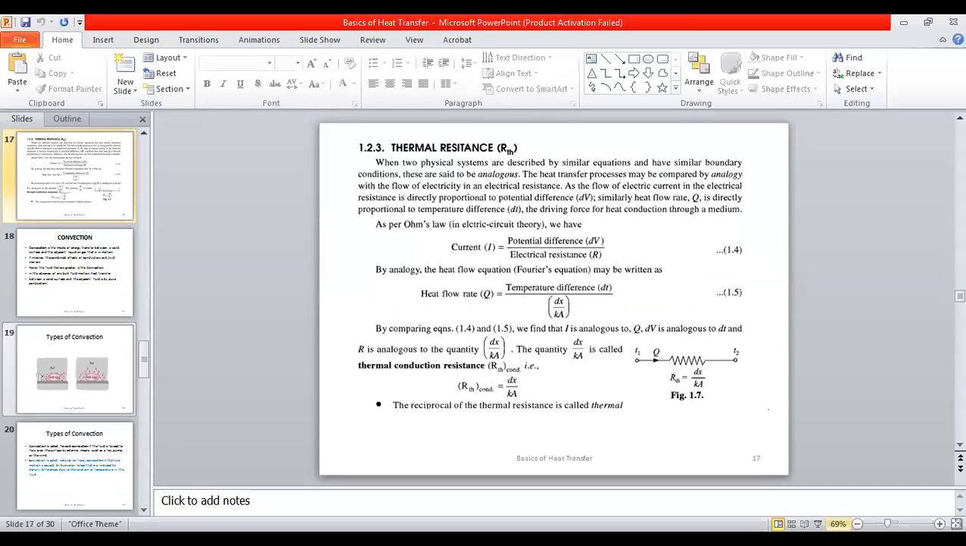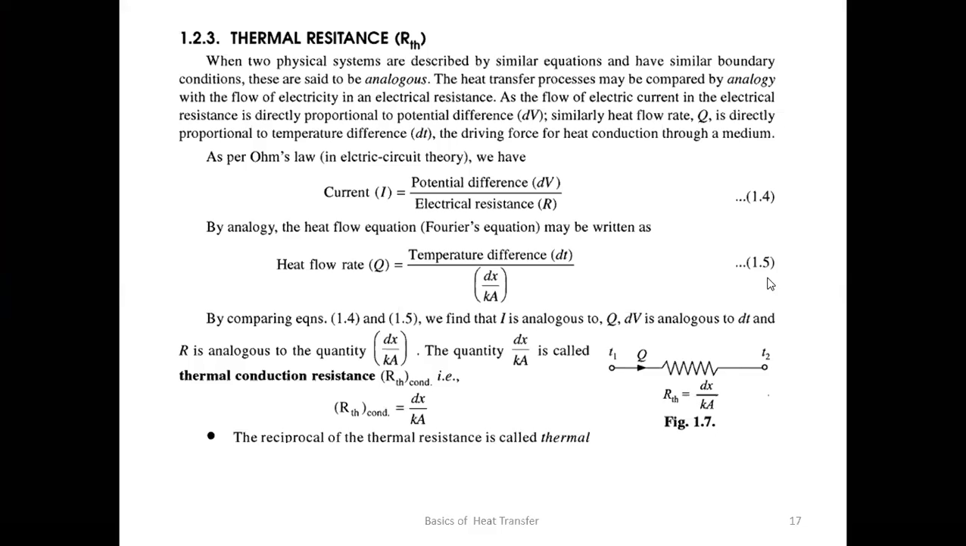See this figure, see this corner, L by K for conduction. We are running out of time, but again we are going to join, because I have to take attendance again. Some students are joined.